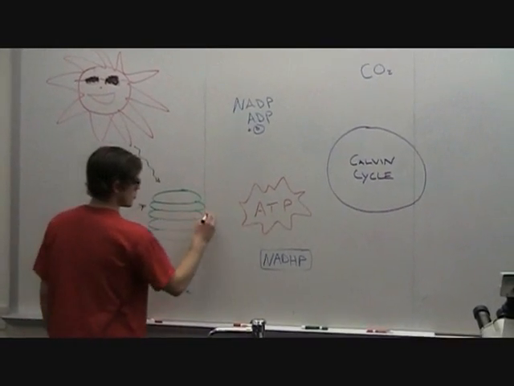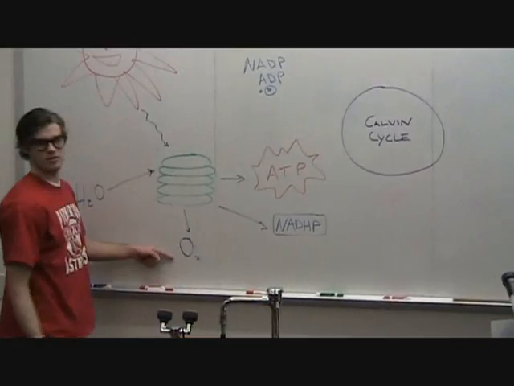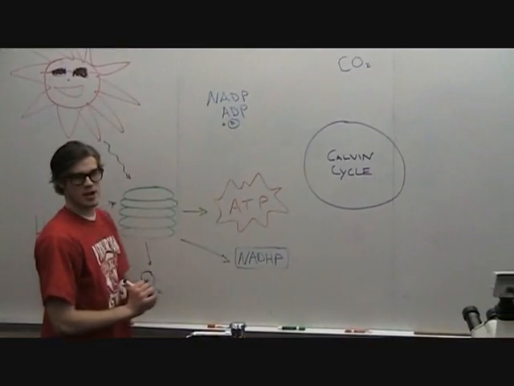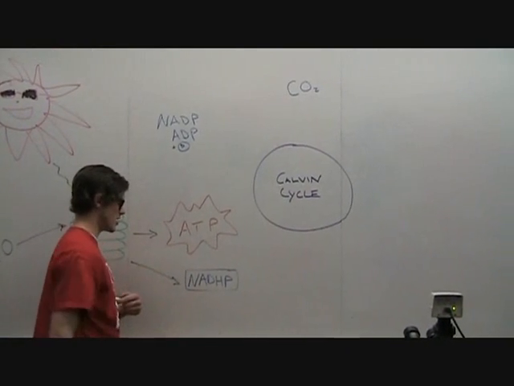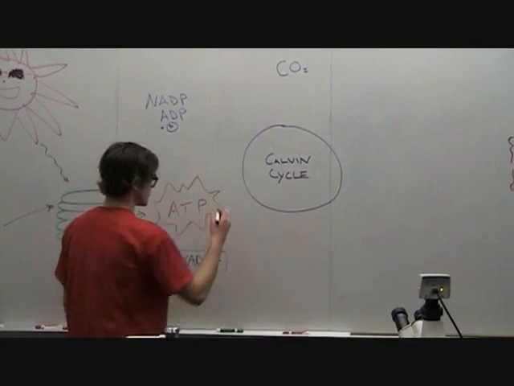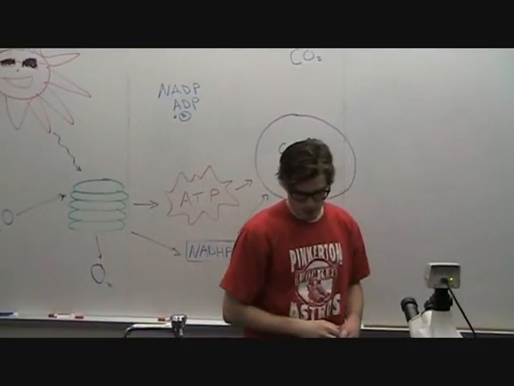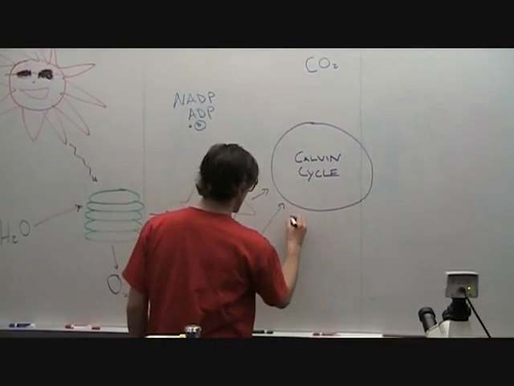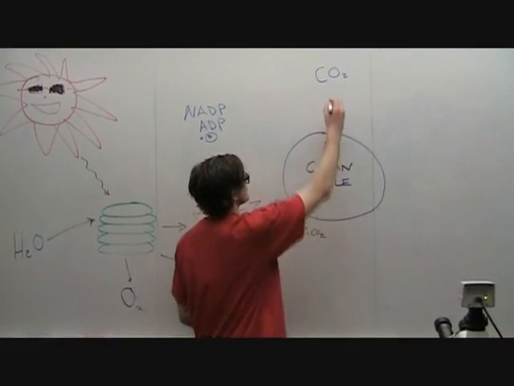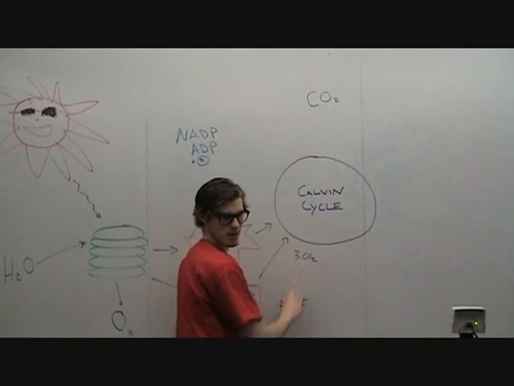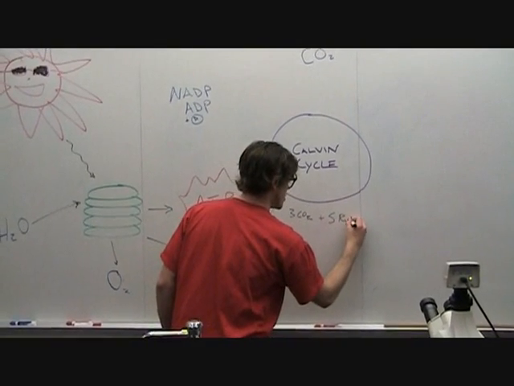Now they're going to produce ATP and NADPH, as well as a waste product of oxygen down here. Now the next step after the light reactions in photosynthesis is the Calvin cycle, which requires the ATP and the NADPH. So both come into here, and then three carbon dioxide are going to come in, plus 5 RuBP.